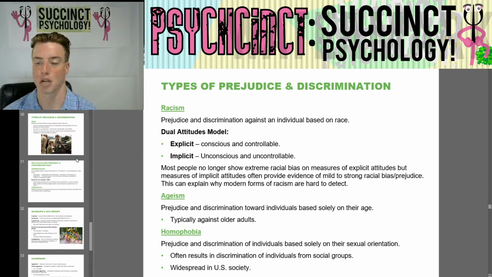Now, ageism is prejudice and discrimination toward individuals based solely on their age, and is typically against older adults. And homophobia is the prejudice and discrimination of individuals based solely on their sexual orientation. It often results in discrimination of individuals from social groups, and it's very widespread in U.S. society.